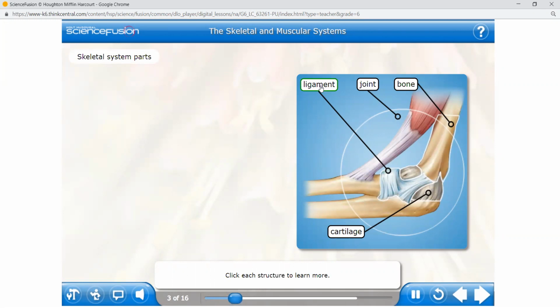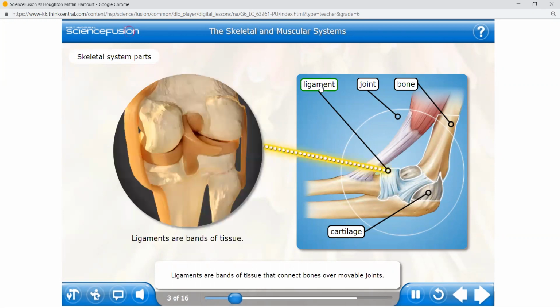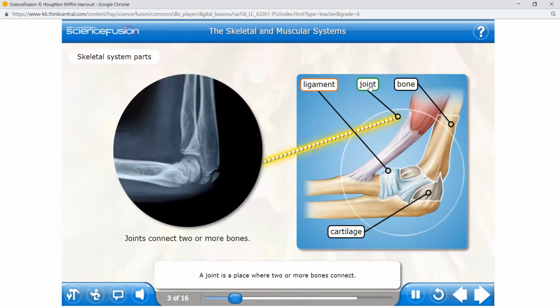Ligaments are bands of tissue that connect bones over movable joints. A joint is a place where two or more bones connect. Some joints, like the joints in the skull, are fixed. Other joints, like the elbow joint, can move.